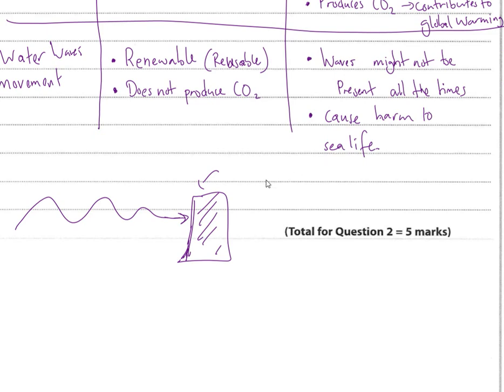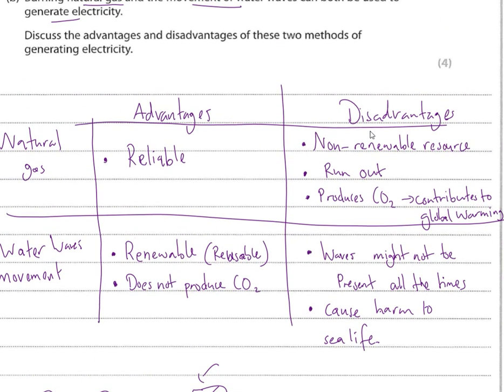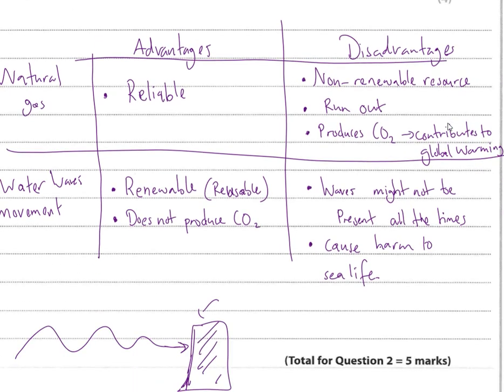So these are the advantages and disadvantages. Now, it's 4 marks. So what do we need? I believe we need one advantage for natural gas, one advantage for water waves, one disadvantage for gas and one disadvantage for water waves. If you got the correct advantages and disadvantages, as you can see, 1, 2, 3, 4, you should be getting your 4 marks. Otherwise, you will not be getting your marks in this particular case.